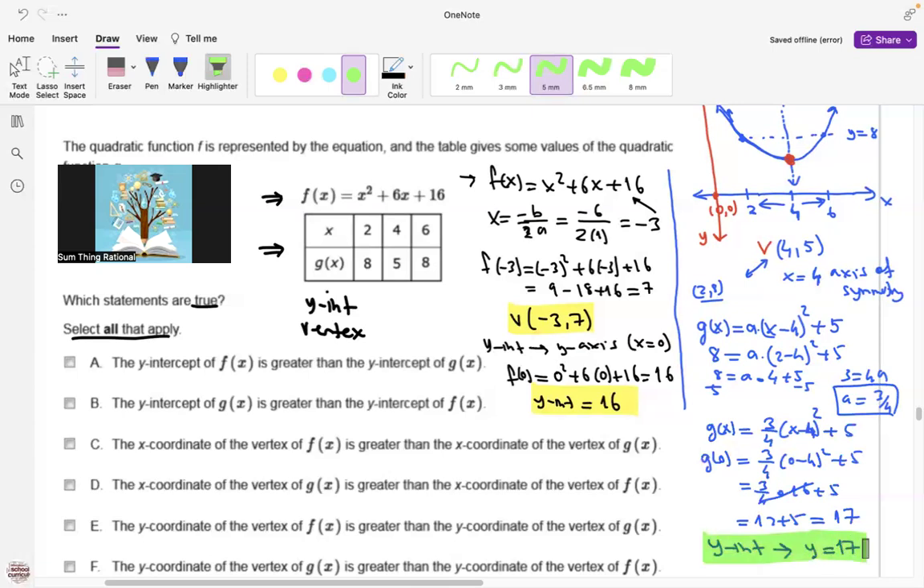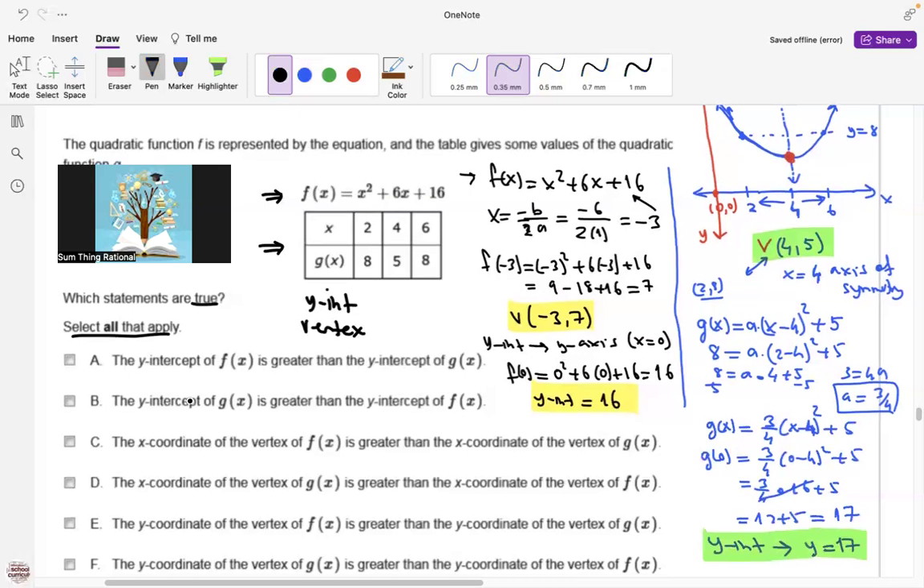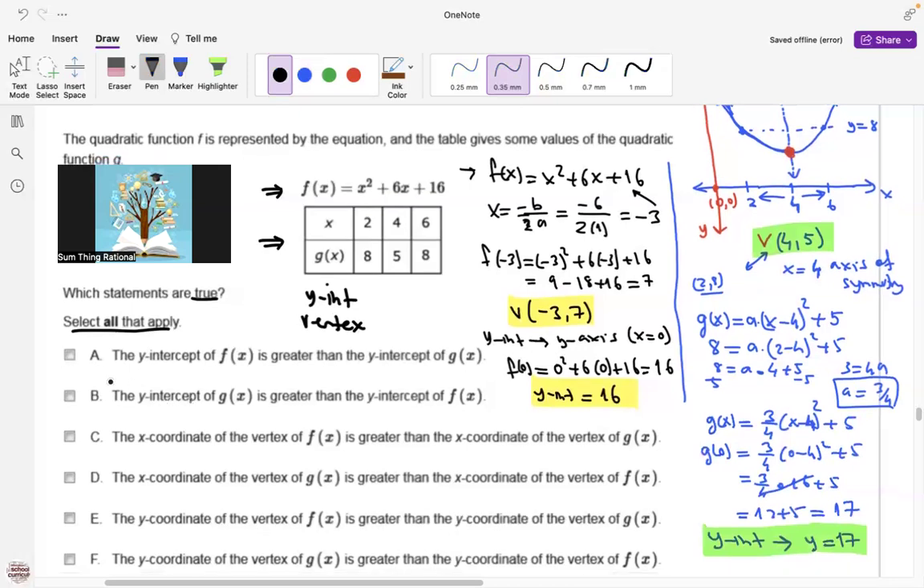So what is the vertex of the g function here? Okay, after finding all these things, now I can compare them. I can jump into the options and see them now. In A and B, it says whether the y-intercept of f of x is greater or the y-intercept of g of x is greater. The y-intercept of f of x is 16, the y-intercept of g of x is 17. So 17 is greater. Because of that, the y-intercept of g of x is greater, okay?